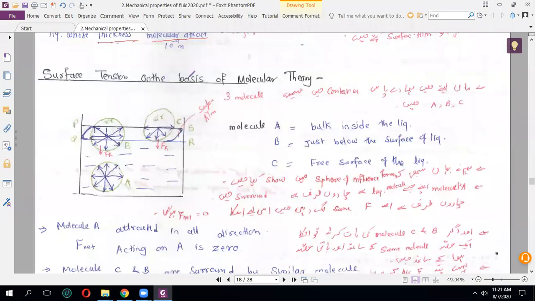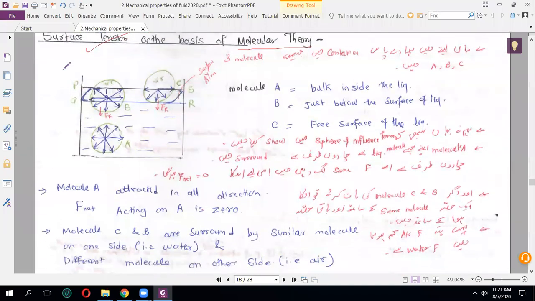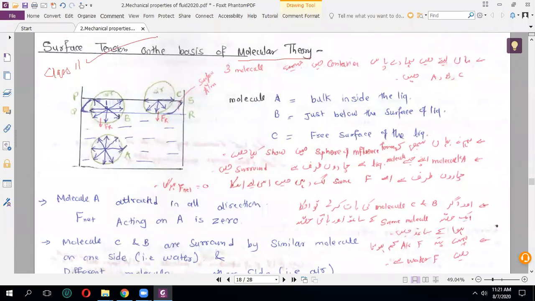Now second is surface tension on the basis of molecular theory. This part I hope you did in class 11. We take random 3 molecules. First molecule is deep inside the liquid. We name it A. Second is half deep in the liquid and half in open air. That is point B. And third, C. C का तो 80% हिस्सा outside है and the 30% part is deep in the liquid.